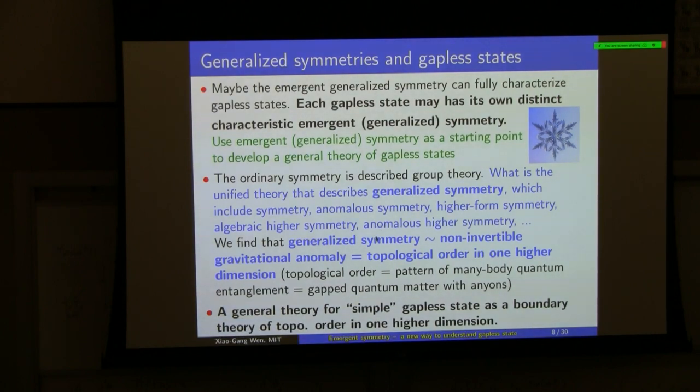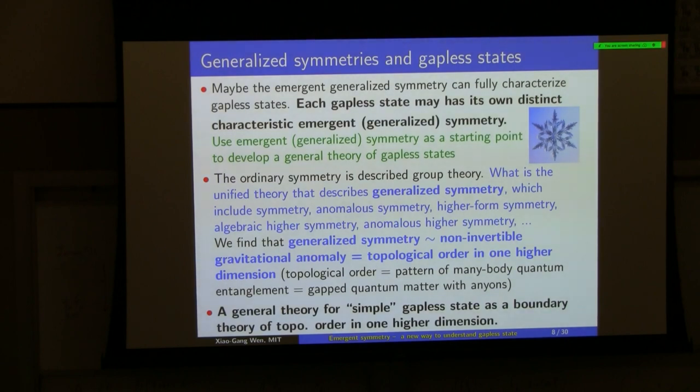However, it turns out that there's actually a better way to view all those generalized symmetries in a single framework. Right now I just throw out some jargon, I will explain later. This generalized symmetry is like a so-called non-invertible gravitational anomaly, which is essentially the same as a topological order in one higher dimension. So the topological order is coming back. Although it was introduced to systematically describe gapped states, somehow it happens to be a theory that describes generalized symmetry, then maybe it also describes gapless states.